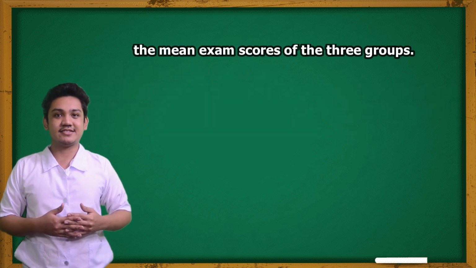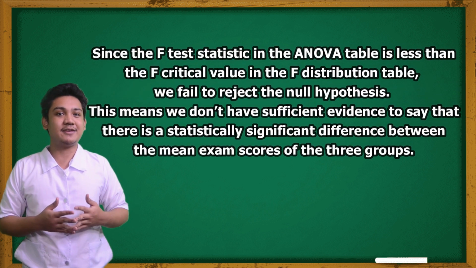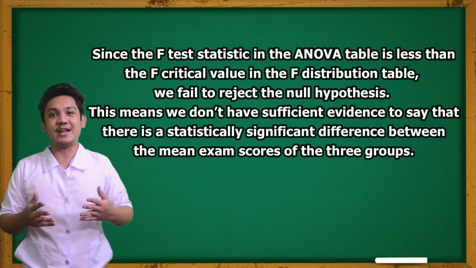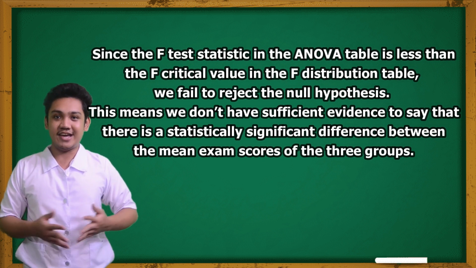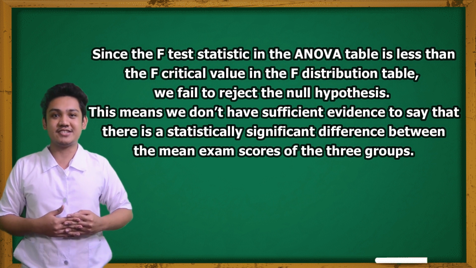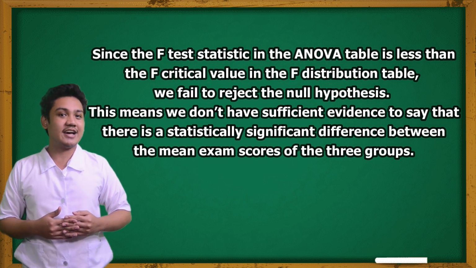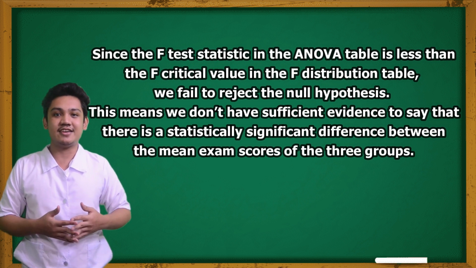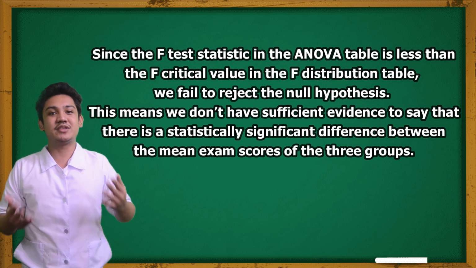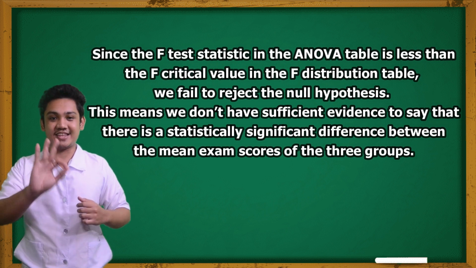Since the F-test statistic in the ANOVA table is less than the F critical value in the F distribution table, we fail to reject the null hypothesis. This means we don't have sufficient evidence to say that there is a statistically significant difference between the mean exam scores of the three groups.